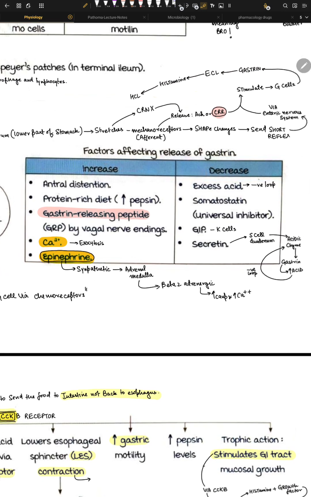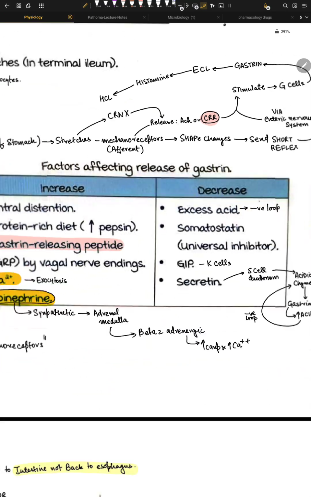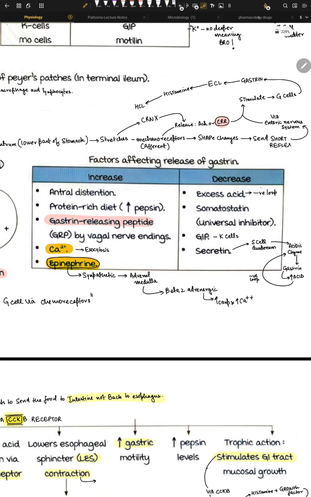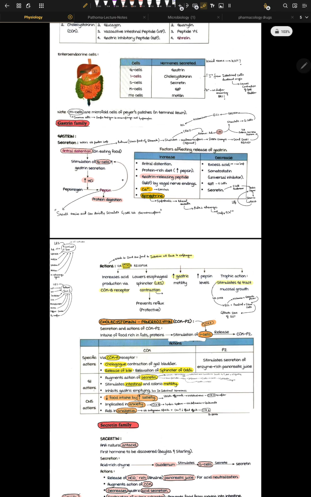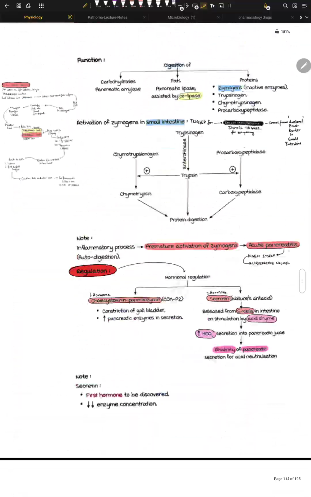Okay, what about other things? Well, there is a nerve called cranial nerve number 10, that is the vagus nerve. Once we have enough stretch, the vagus nerve will get activated, and then it will release acetylcholine, or it can release CRR. Now, what is CRR? CRR is cephalic reflex response. Sometimes we write this as the cephalic phase. I hope we know CRR. What is CRR?